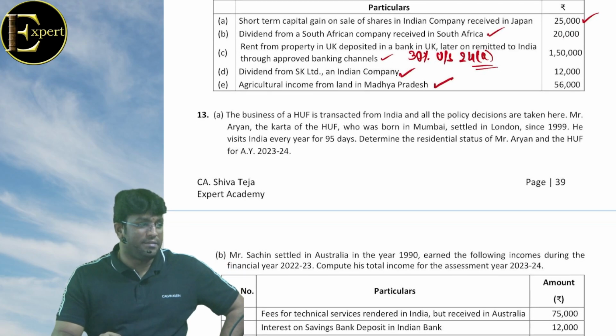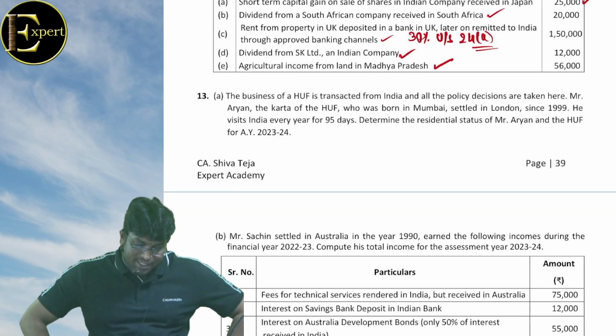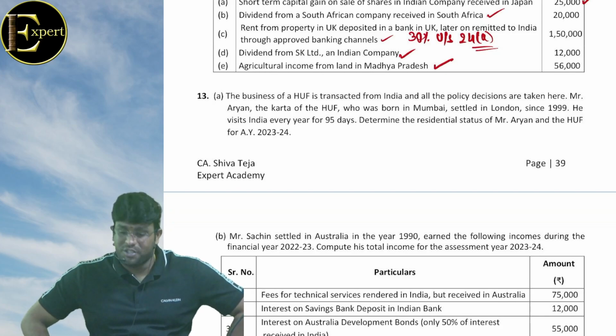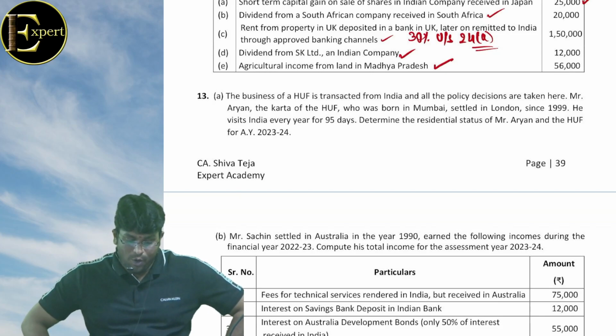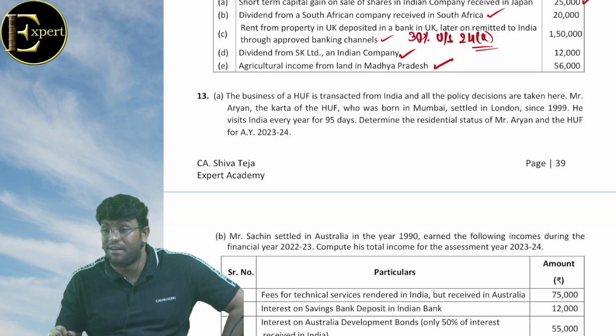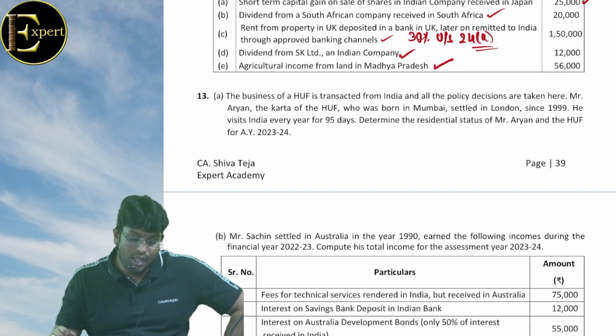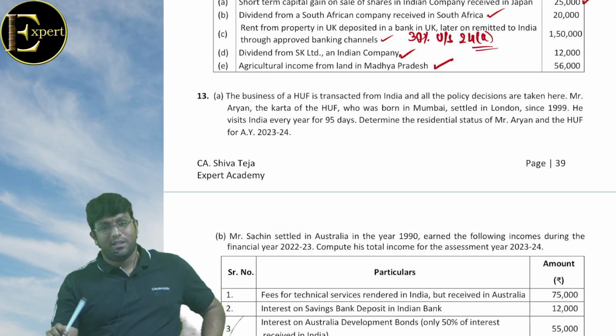Question number 13A. The business of HUF is transacted from India and all the policy decisions are taken here. Mr. Aryan, Karta of HUF, was born in Mumbai but settled in London. Did they say that he is an Indian citizen? The question must tell that. If the question is silent, what will you assume? Not an Indian citizen. He visits India every year for 95 days. Determine the resident status of Aryan and also the HUF. They are asking for both, so think and tell.